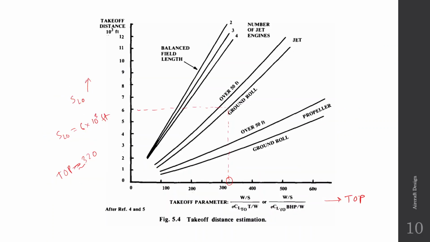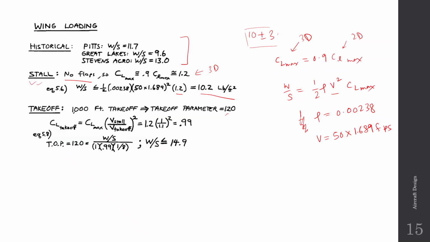If you go to this relationship over here, we are talking about this propeller aircraft and the 50-foot obstacle limit. Let us see what we get for 1,000. For 1,000, the takeoff parameter is a little bit over 100, approximately 120. So you can see that he has taken the takeoff parameter as 120 from the chart.